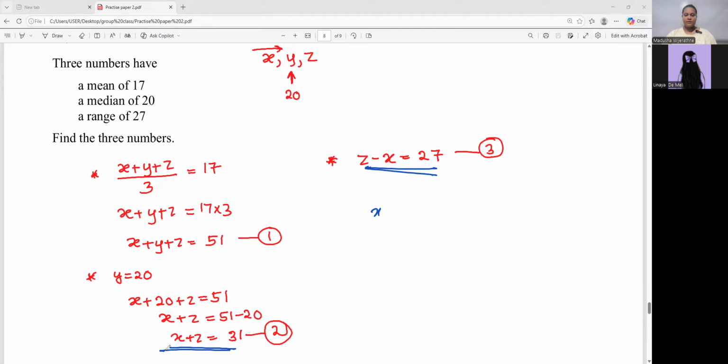Now, simultaneous equations. Here, x plus z equals 31 and z minus x equals 27. x and minus x have different signs, so we'll add these 2 equations: the second equation plus the third equation. x and minus x get cancelled. 2z equals 31 plus 27.